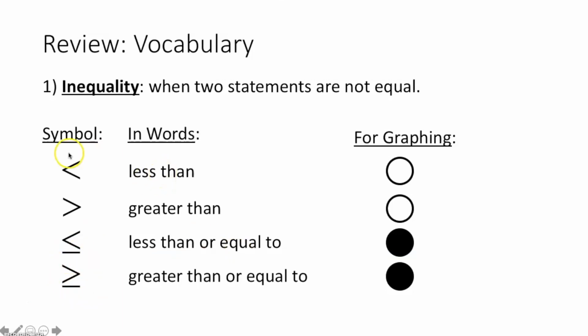And remember, when you're graphing these, less than and greater than are just going to be the open circles, whereas the less than or equal to and the greater than or equal to will be the closed circles. Remember, that's the key, is just look for this equal sign underneath, and if there is an equal sign underneath, you're going to shade in that circle.